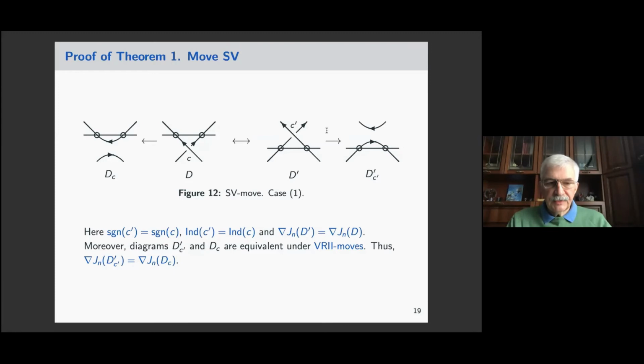And we have here the nice relation: signs at C and C prime are the same, and indices at C and C prime are the same. And so we can conclude that degree numbers are the same, and so polynomials are the same. So this is a scheme for another orientation.